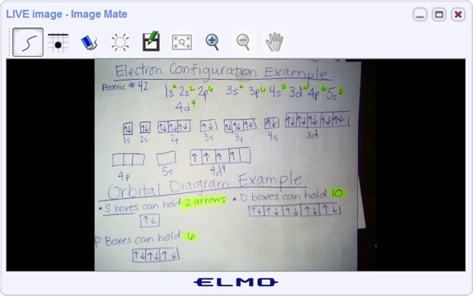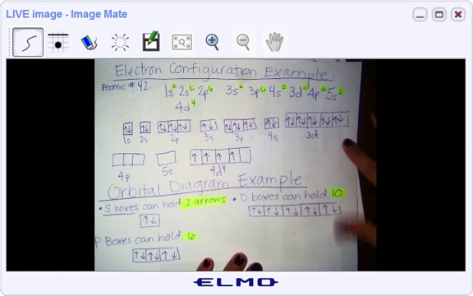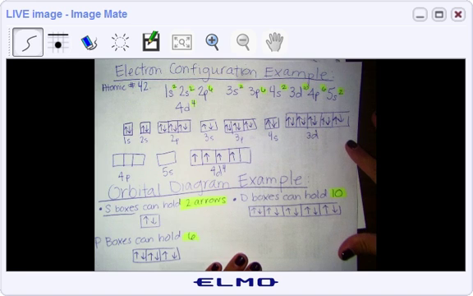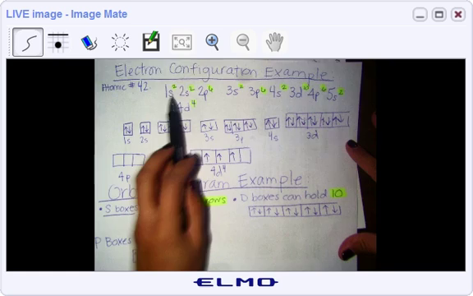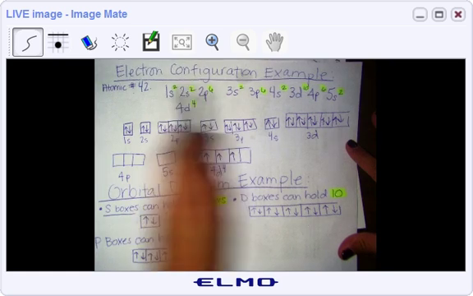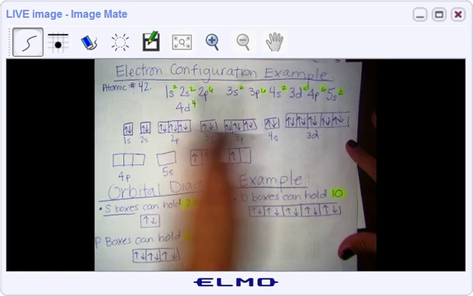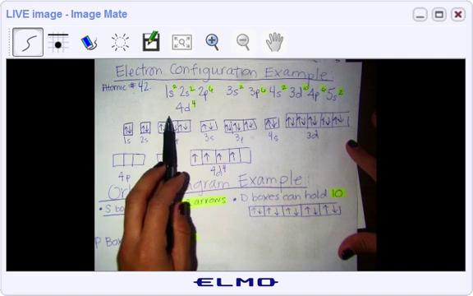Okay, this is going to be a tutorial on how you draw orbital diagrams and electron configuration. Up here, what you're seeing is the final product. I'm going to teach you how you get here. So this part right here, the 1s2, 2s2, and so on, the numbers only, this is electron configuration.